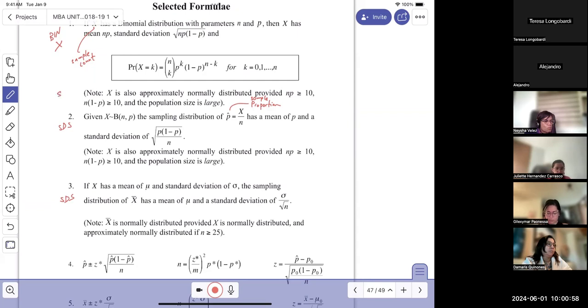Okay, so right here is where I talk about the sampling distribution of X. Here I talk about the sampling distribution of P hat. And so in number 1, it's the sampling distribution of X. In number 2, it's the sampling distribution of P hat. In number 3 is the sampling distribution of X bar. And I have a video there in Moodle to just describe what is going on here and where this comes from.